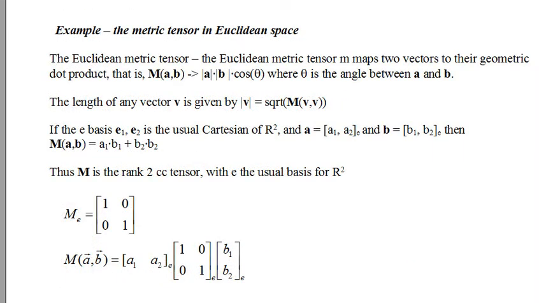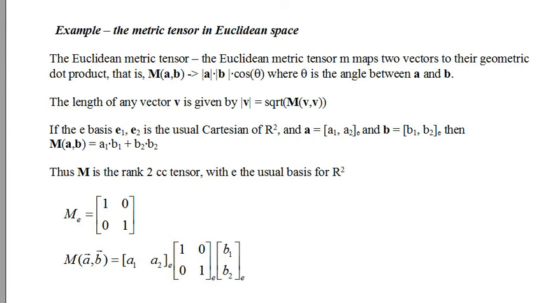Probably the first tensor to come into existence was the metric tensor, invented by Gauss in his study of maps and curved space. First, we'll look at the metric tensor in Euclidean space, that is R2. The metric tensor computes the dot product of two vectors, thus the length of any vector v can be computed as the square root of its dot product, or m of v comma v.